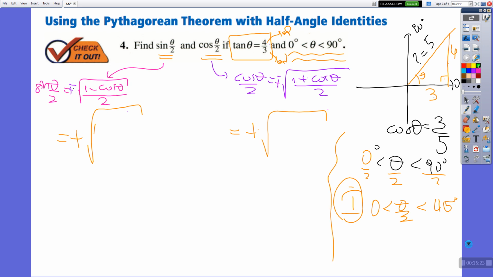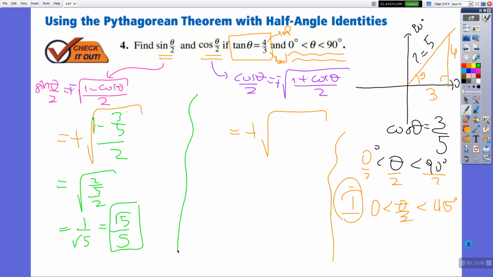So just substitute the value that you found. For cosine, you have 3 over 5. So let's substitute in the formula. 1 minus 3 over 5, over 2. Let's equalize denominators. 5 over 5 minus 3 over 5. 5 minus 3, 2 over 5, over 2. When you do the operations, you find 1 over square root of 5. You rationalize it, and you are going to get square root of 5 over 5.